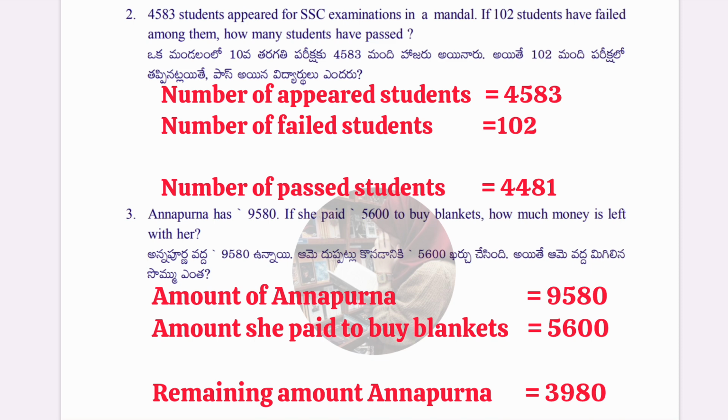Okay, so number of appeared students 4583 and number of failed students are 102. You have to minus it. You will get the number of passed students as 4481. Have you understood, guys? So in the same way you have to do the third sum also.